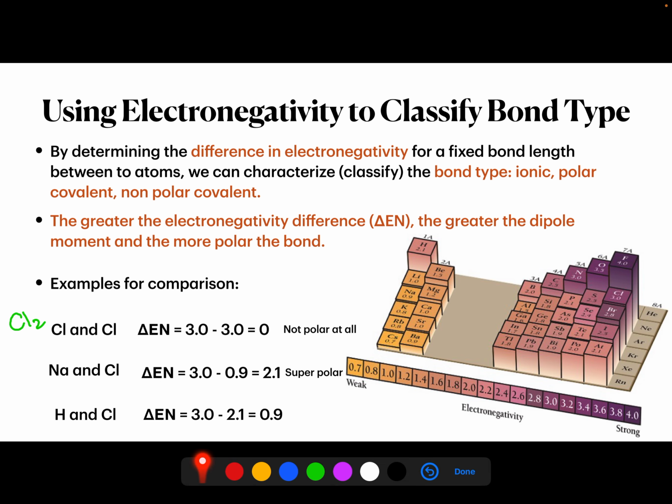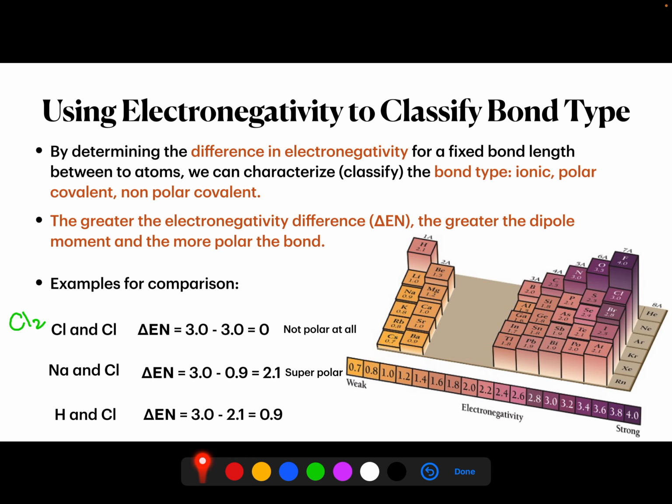How about with our sodium and our chlorine? Well, that's a pretty big difference. We've got 3.0 and we've got 0.9. And so the difference between those two values is 2.1. That's a pretty significant difference. This is a superpolar bond. And in fact, it's so polar that we're not going to call it a covalent bond at all.